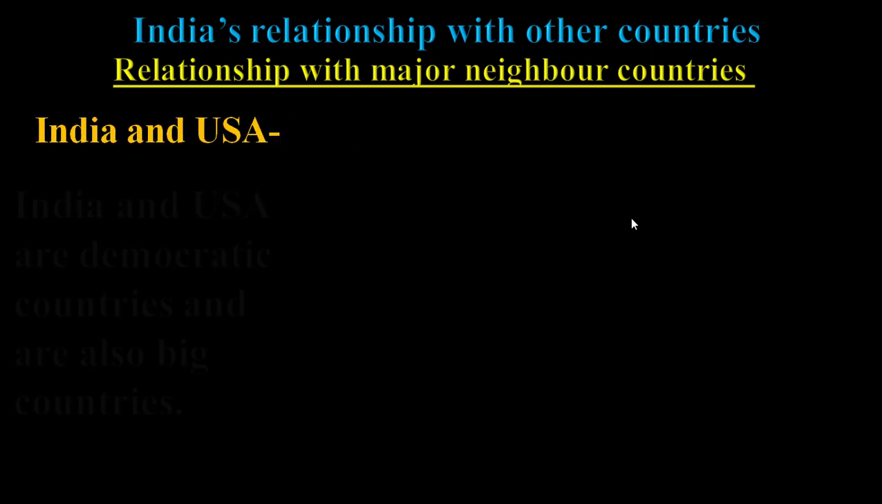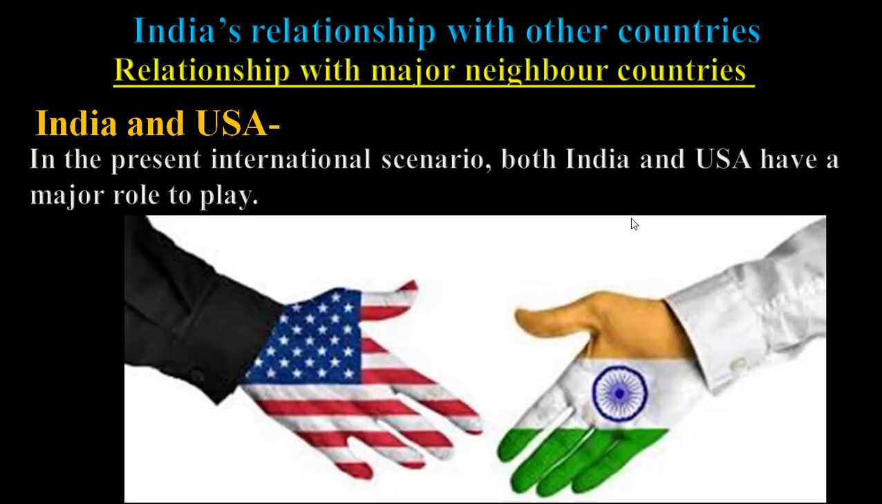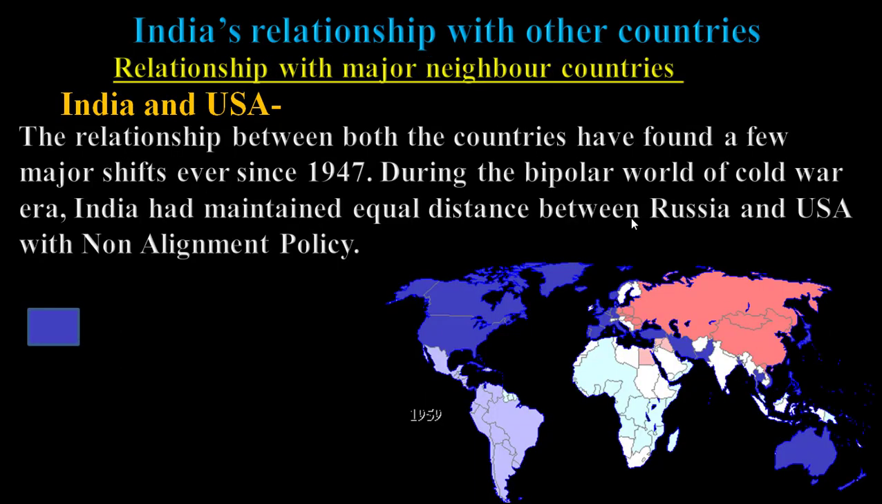The next, India and USA. You can see there the United States of America and India. India and USA are democratic countries and also big countries. In the present international scenario, both India and USA have a major role to play. The relationship between both countries has seen a few major shifts ever since 1947. During the bipolar world of the Cold War era, India maintained equal distance between Russia as well as USA.